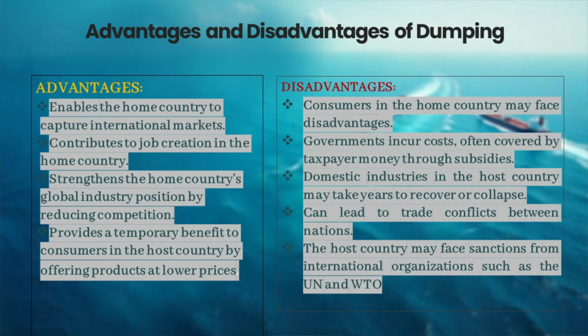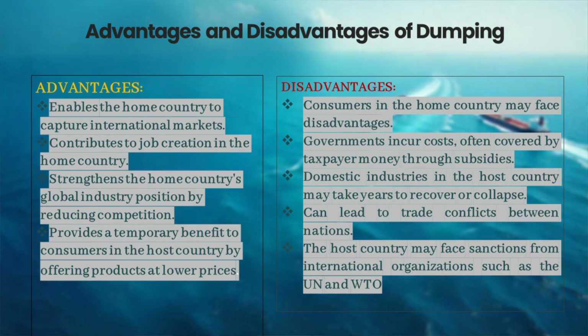The second advantage of dumping is that it contributes to job creation in the home country which adopts dumping, which sells the product at a lower price in the international market, because that will create demand in the international market. To meet that demand, they need to produce more. To produce more, they have to create employment. So ultimately it will lead to an increase in job creation in the home country. So that is why it is considered an advantage for the home country.